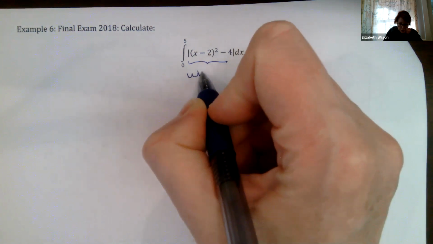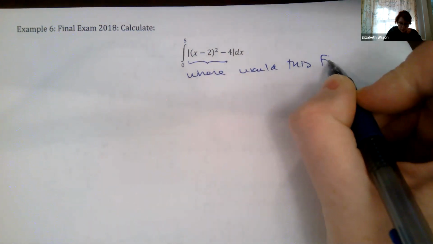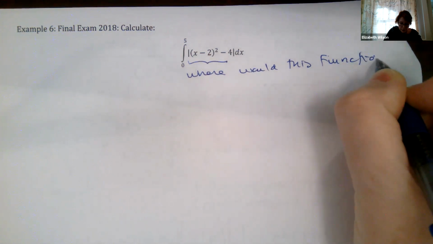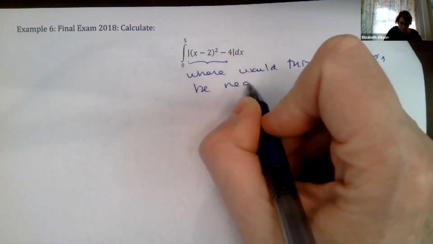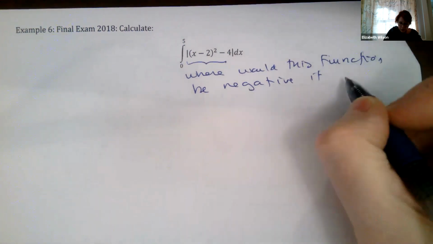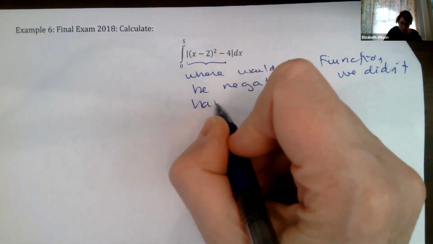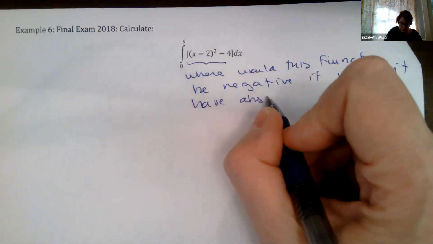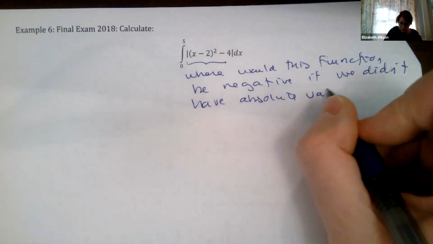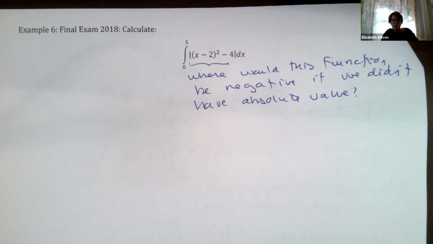Where would this function be negative if we didn't have the absolute value? We're going to do it a couple of ways. We're going to graph it so we can see it visually, but we're also going to solve it algebraically too.